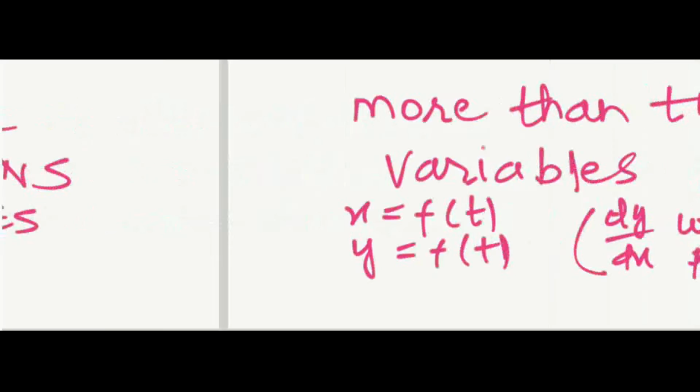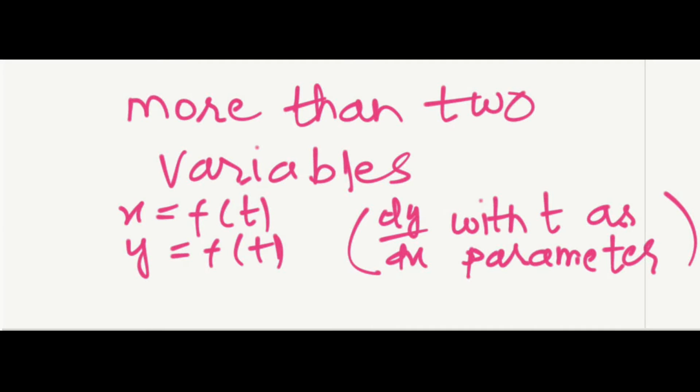See friends, as you see, one thing you have to remember is that for parametric equations we have two equations in which we have more than two variables. I have written here x equal to f of t. That means x is a function of variable t. x is also a variable. Again, y equals f of t. Again, y is also a variable and t is also a variable.